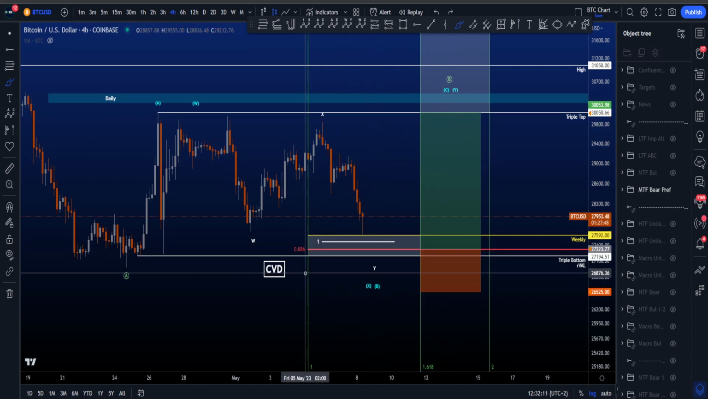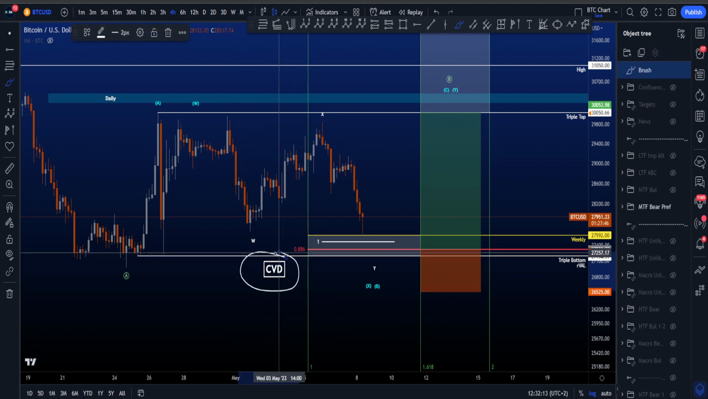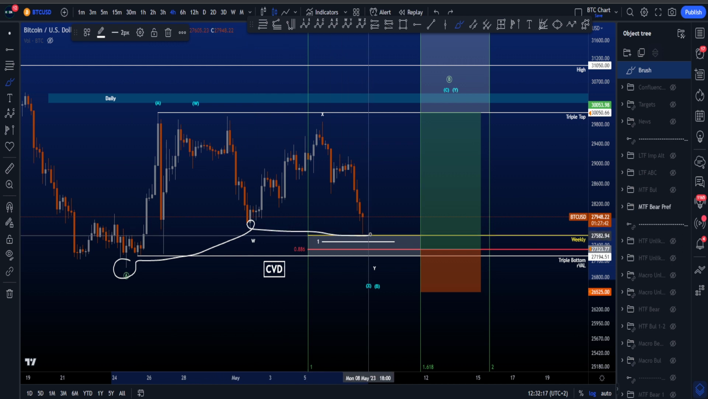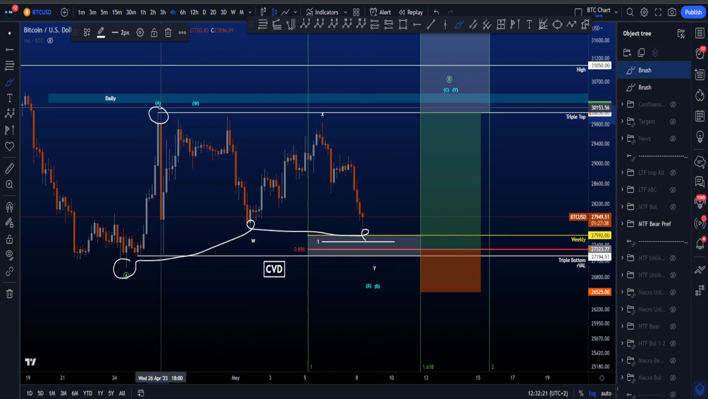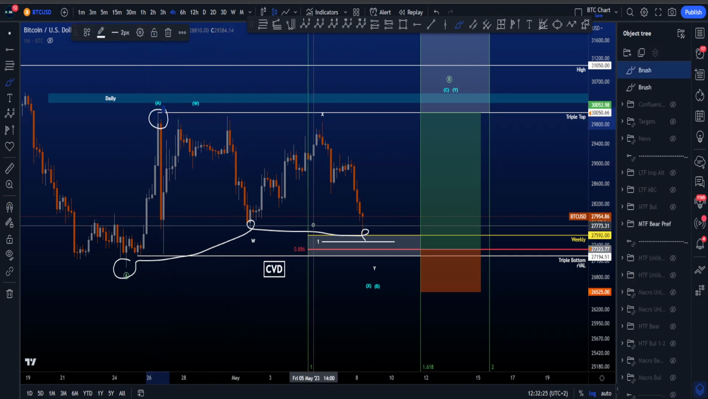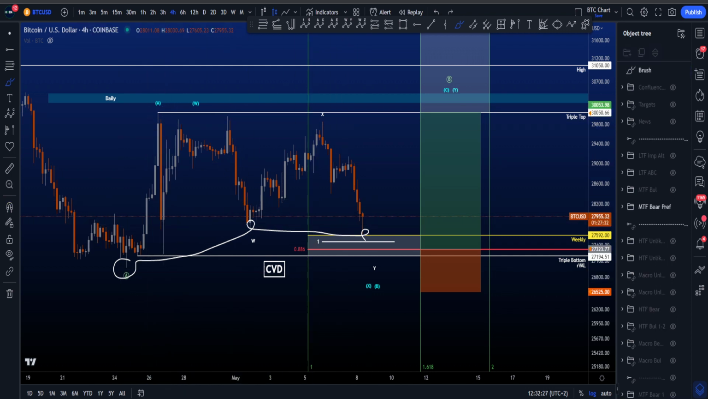And to potentially support this scenario, we do have bullish CVDs between the low that we already made and the current low. The target for bullish CVDs is the highest high in between the divergence lows. So basically the high over here at 30k is the target for the bullish divergences.